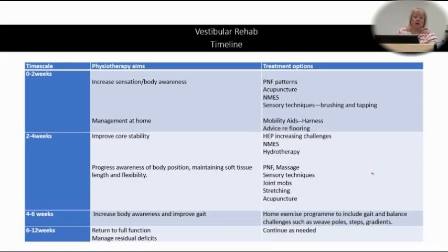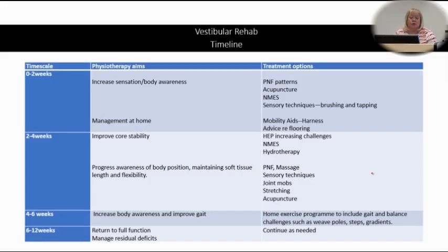And here's the timeline. As you know, I've given you more of these before, but this might be something that you want to keep and figure out what you're doing, and it tells you how to work through these cases. We want to increase our body awareness, and as I said, PNF patterns, acupuncture, NMES, sensory techniques, and then management at home, which is huge. You need to have a discussion with the client about what kind of mobility aids do we need, what kind of flooring should we be on, do we need yoga mats, those kinds of things.